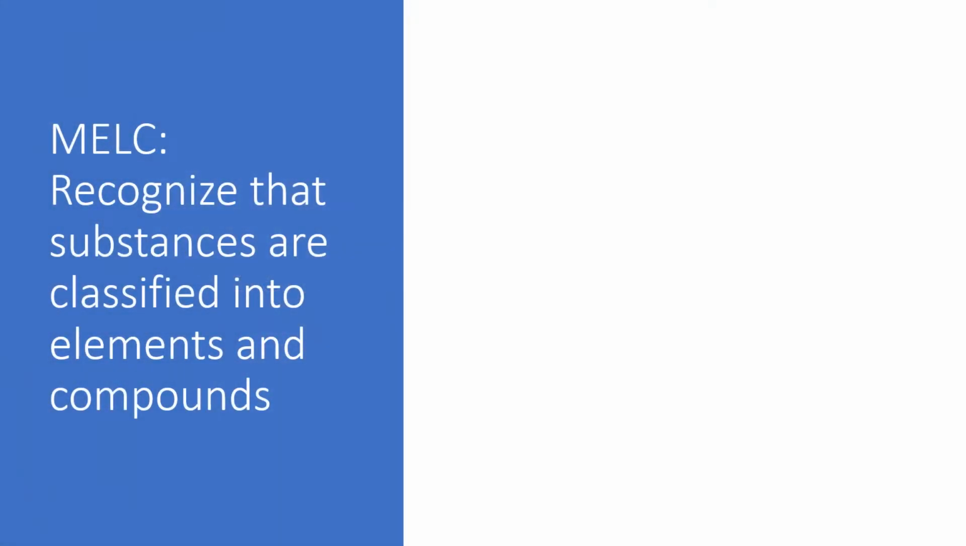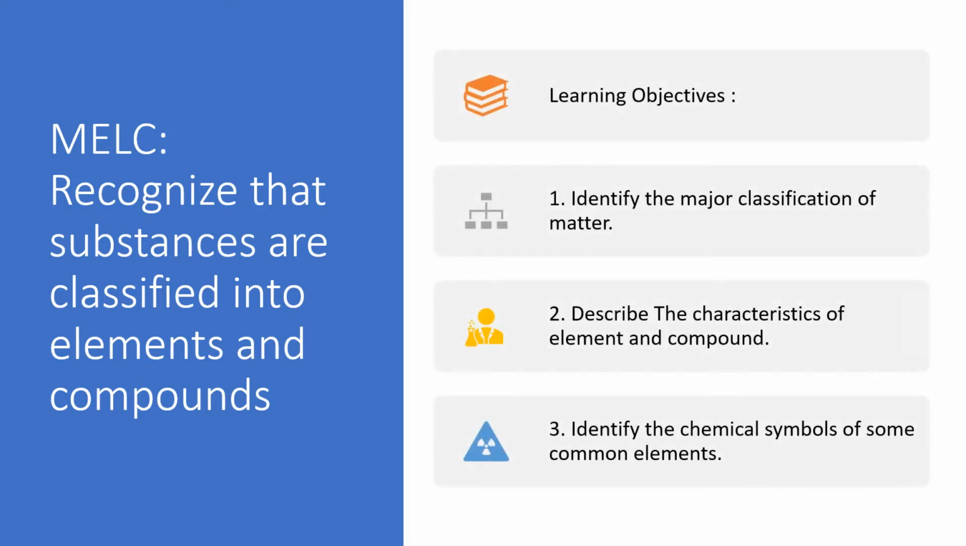Our lesson for today is about elements and compounds. Our most essential learning competency is to recognize that substances are classified into elements and compounds. The learning objectives we have: number one, identify the major classifications of matter. Number two, describe the characteristics of elements and compounds. And number three, identify the chemical symbols of some common elements. So what are the different classifications of matter?